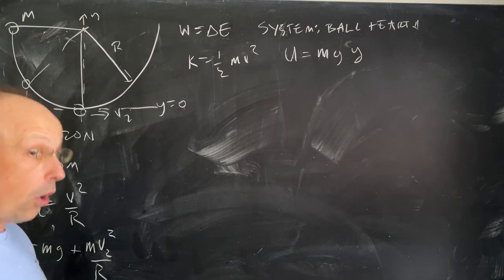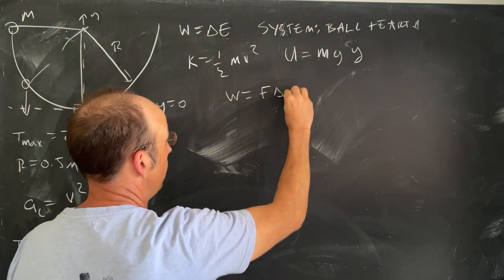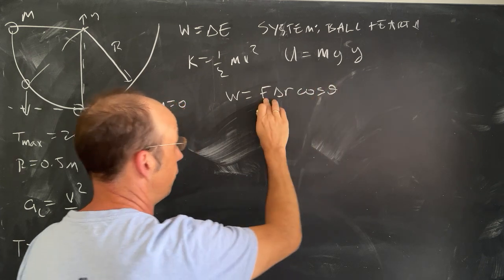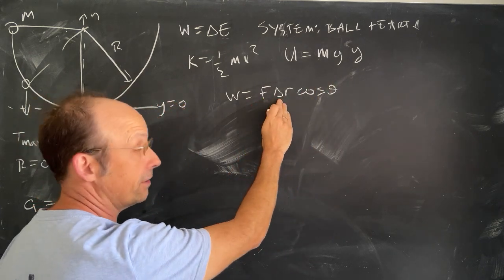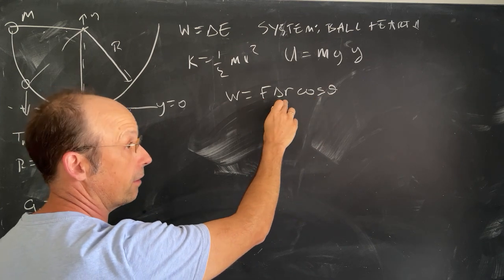Well, is there any work done on the system? Remember, work is F delta R cosine theta. So this is the force that could do work. That's the displacement. And theta is the angle between the way the force is pointing and the displacement.